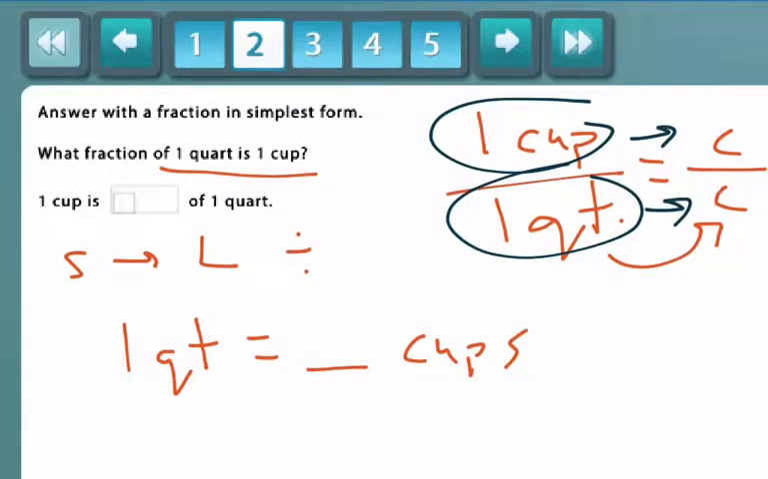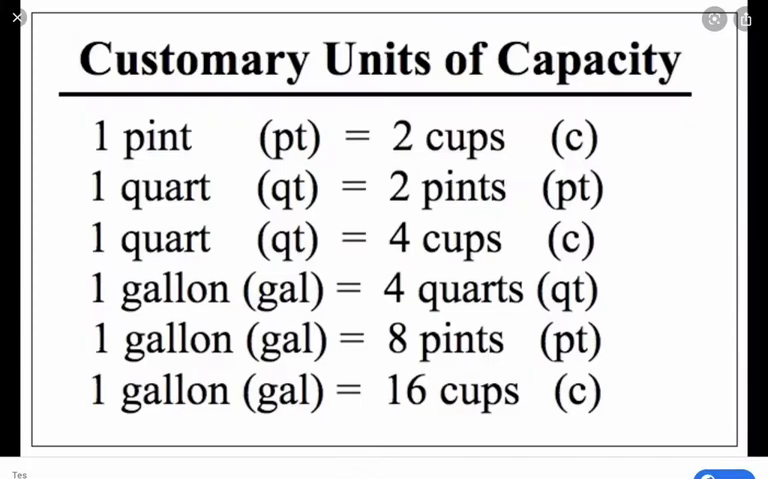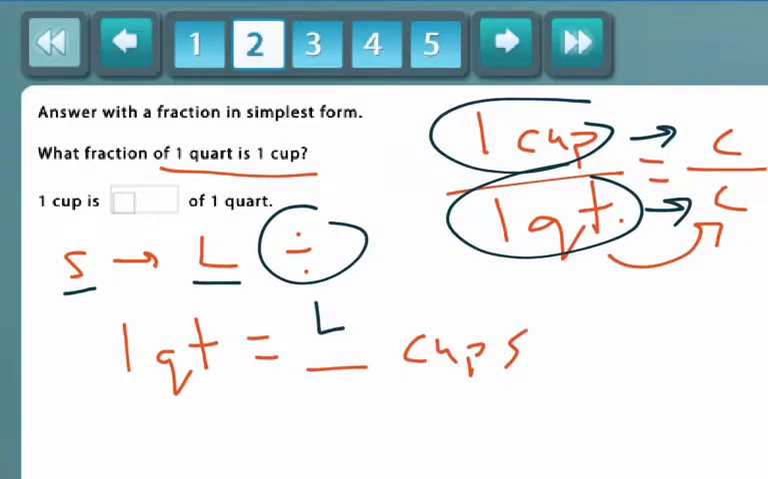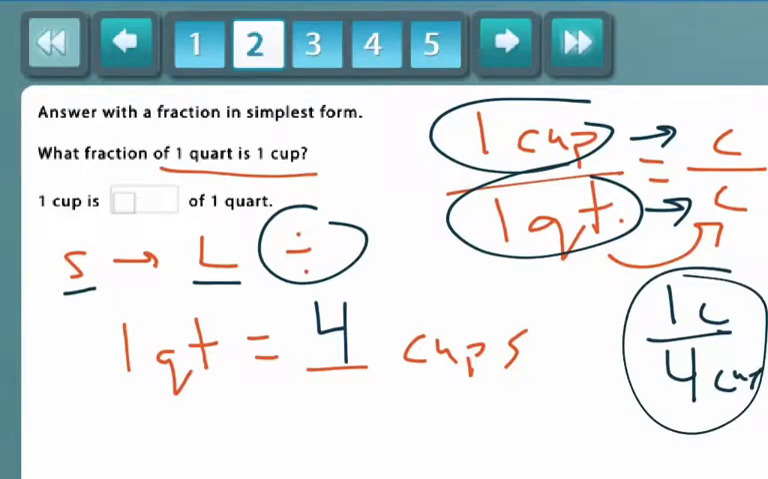So 1 quart is larger than a cup, so I'm going from a smaller unit, the cup, to a larger unit, so I'm going to divide. Looking at the chart, you had 4 cups in 1 quart. So if 1 quart equals 4 cups, then 1 cup is the same as 1/4 of a quart.